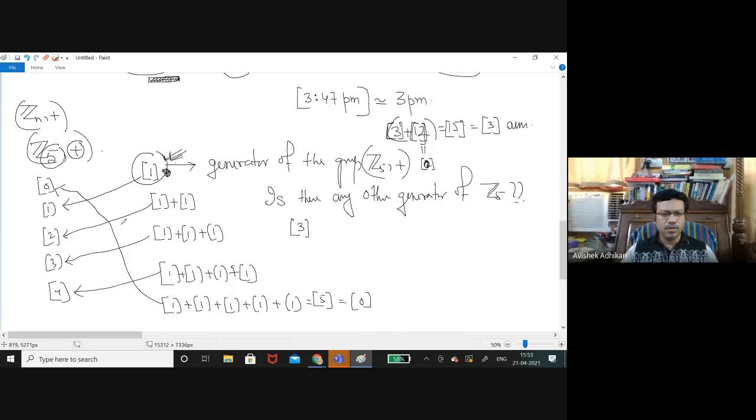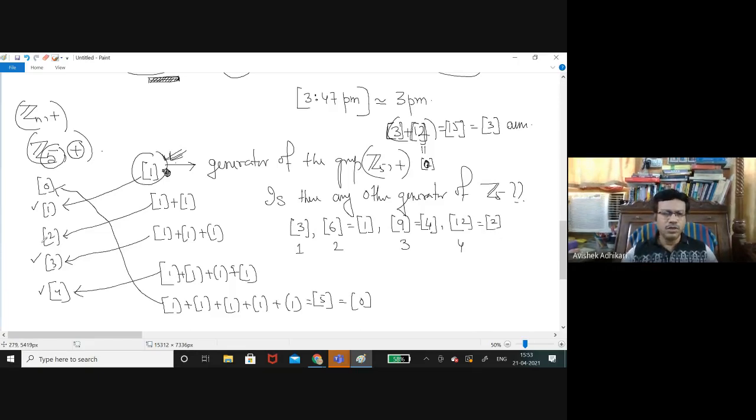Okay, so 3. If I add 2 times, 3 plus 3, that becomes 6. That means class 1 in Z5, right? 6 and class 1 are the same. So 1 is also done. If I add 3 times, it becomes class 9, and that becomes class 4. That means this is also done. If I add 4 times, it added 1 time, this is 2 times, this is 3 times. Now I'm going to add 4 times. 4 times class 3 means class 12, and that is nothing but class 2.